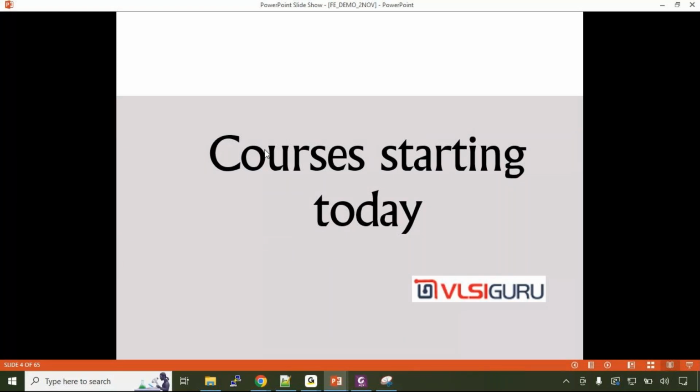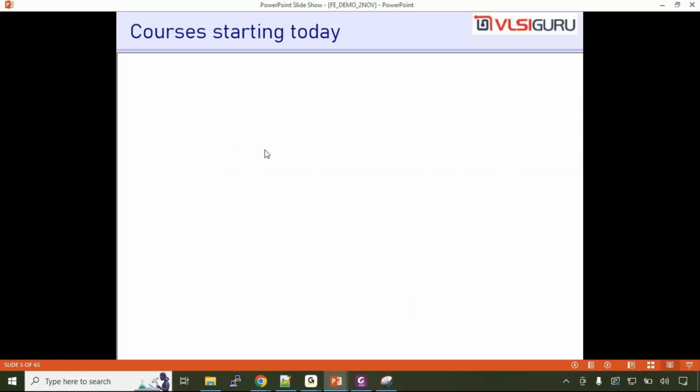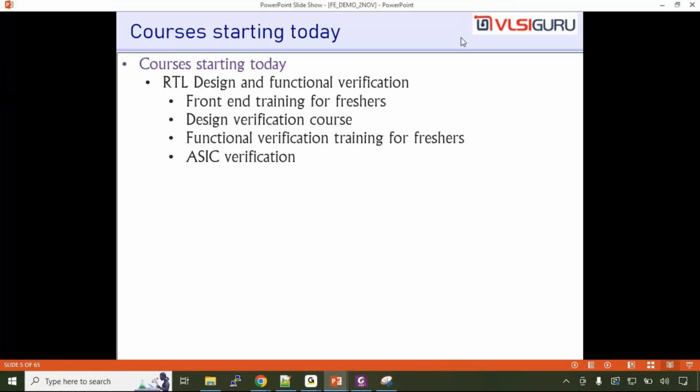So let's now start with what all courses are starting. One we are starting is RTL design and functional verification training. The same course can be called, even when we say front-end training for freshers, it's the same course. Even when we say design verification course, it's the same course. Functional verification training for freshers, it's the same course. ASIC verification, it's the same course. All these courses are the same ones.